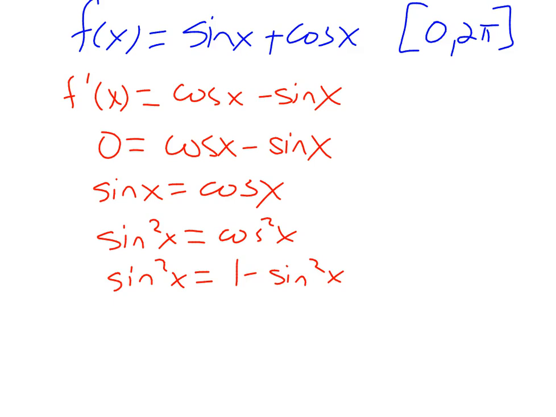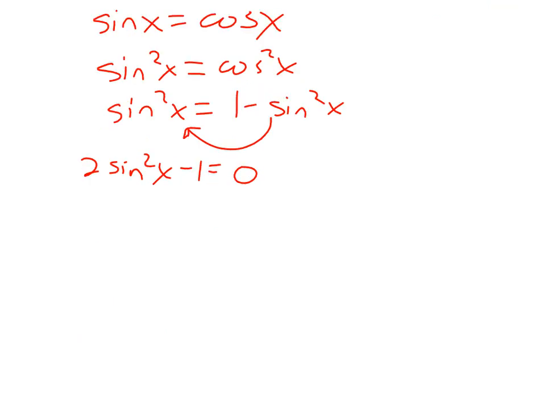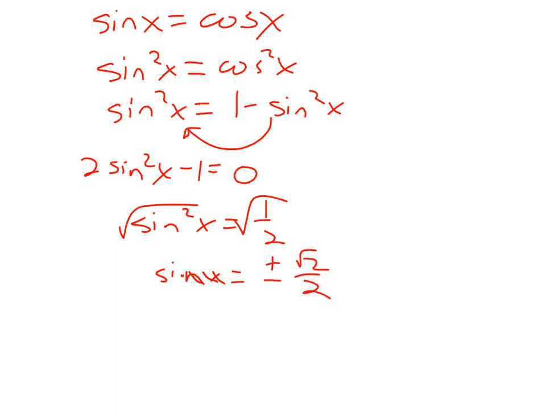Now if I make everything come to this side, wouldn't I get 2 sine squared of x minus 1 equals 0? Now that I have just sine in there, I can solve this by SAD mapping. You guys are better than this. I get sine squared of x equals a half, take the square root, and I get sine of x equals positive or negative root 2 over 2. So sine of x equals root 2 over 2, or sine of x equals negative root 2 over 2.